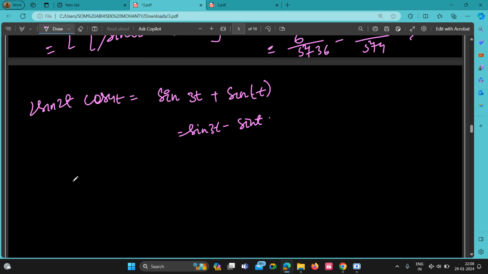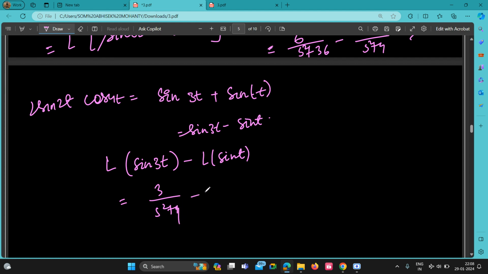So Laplace of sin 3t minus Laplace of sin t is equal to 3 by s square plus 9 minus 1 by s square plus 1. Okay, that should be the answer.